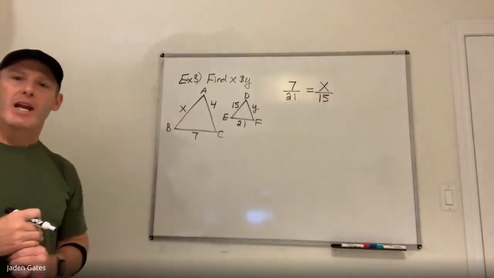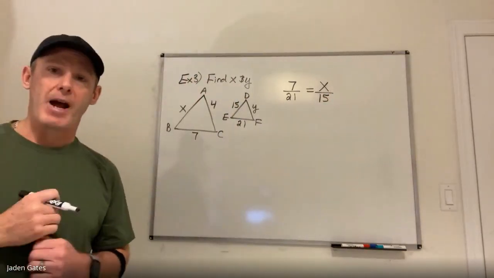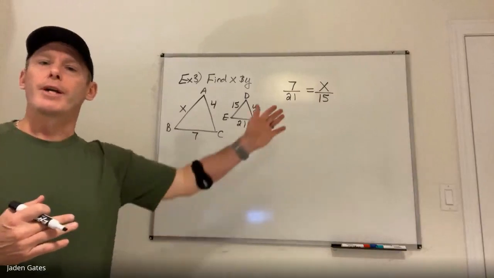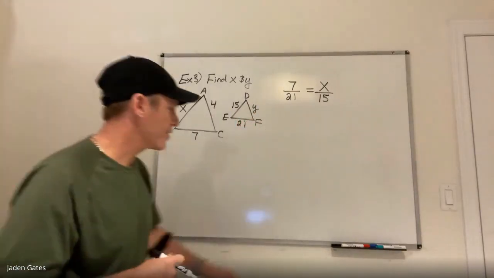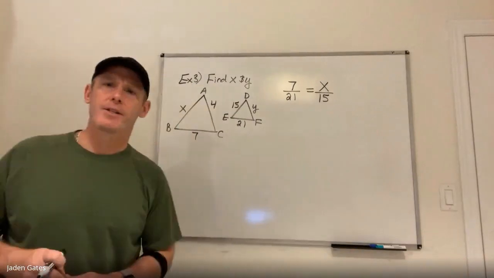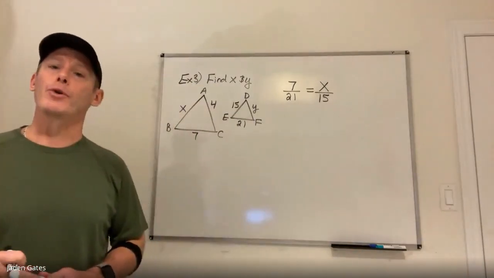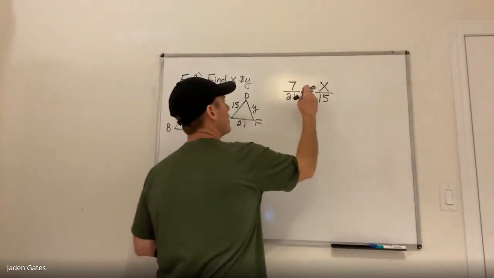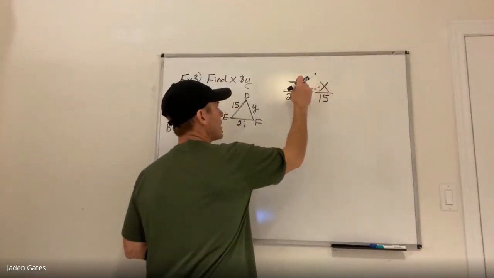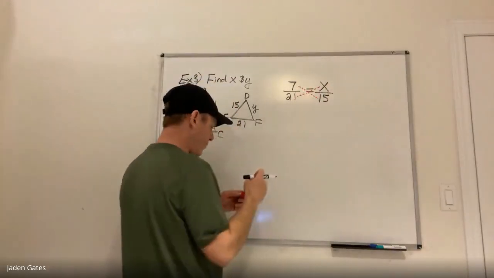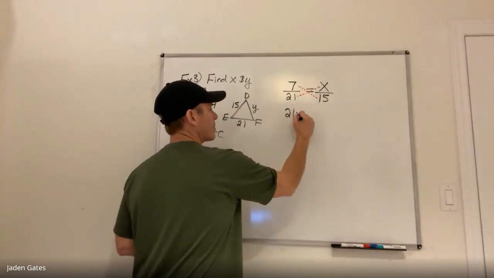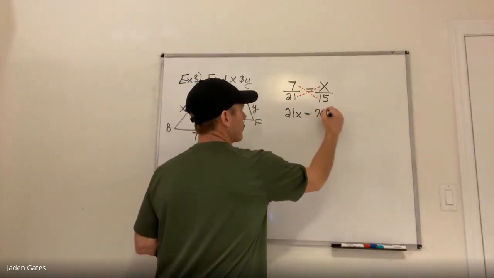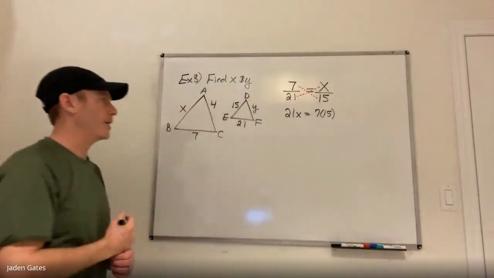So now I've made those two matching side ratios equal. Guess what we got? A fraction equaling a fraction. Surprise, surprise. It's going to happen a ton this unit. All right, so again, to simplify it, I'm going to cross multiply. So I'm going to go 21 times x is equal to 7 times 15, which I'm not sure what it is.